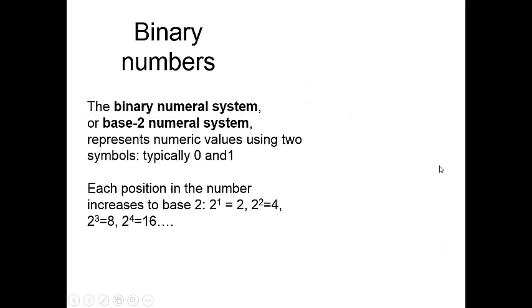Let's talk about binary numbers, okay? So binary numbers are the tool for digital devices. The binary number system, or the base 2 numeral system, represents all values using just two symbols, typically 0 and 1. Okay. Now what we have here is that each position in the number increases to a base 2.